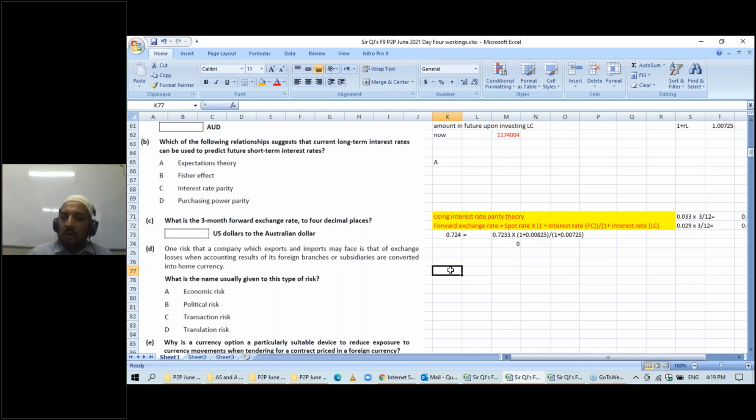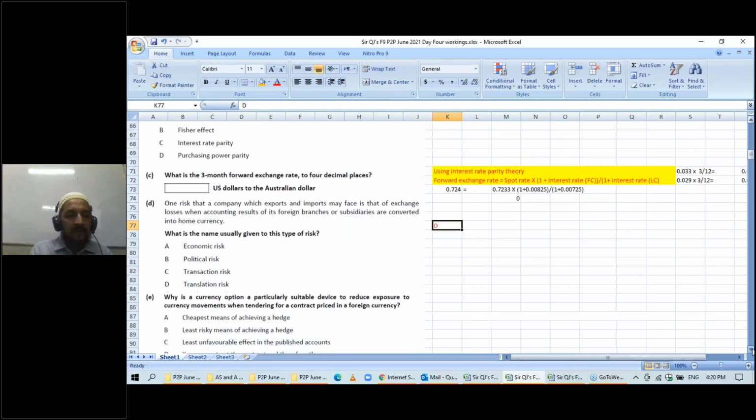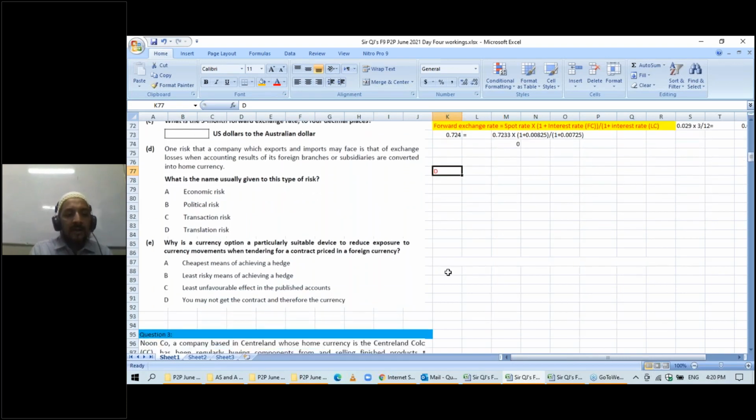Translation risks do not result in any losses in actual, it is just in financial statements. This is basically used in consolidation of foreign currency transactions into local currency. So the answer to this part is D. D is the correct answer. It is known as translation difference. Okay, translation risk. Then part E.